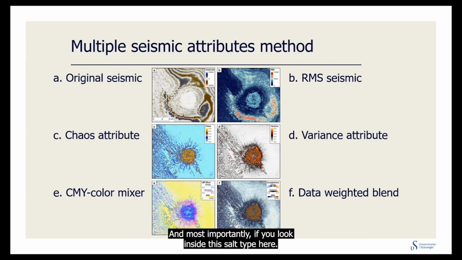And most importantly, if you look inside this salt body here, this very chaotic and messy area here is the halite-dominated phases. And it's possible for me to understand which kind of expression came from which attribute. For example, if you look at these fractures, they are very sensitive to the variance and the chaos. But if you look at this shaded area, this is usually from the RMS seismic attribute.